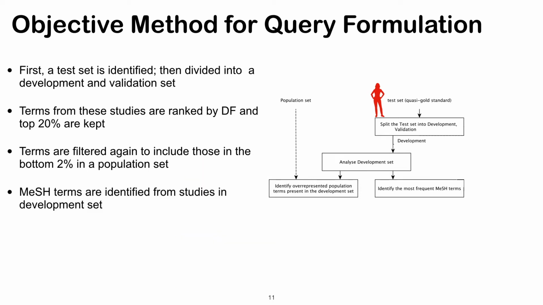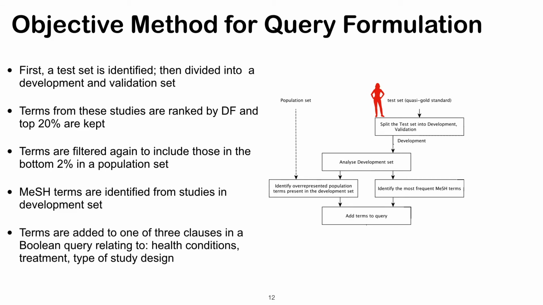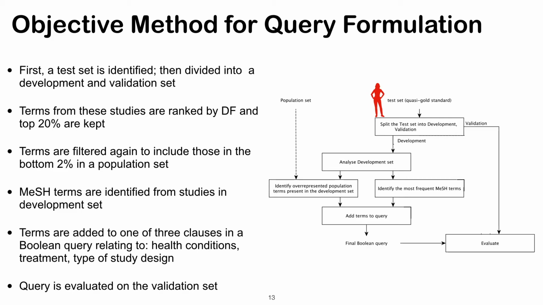Next, a set of MeSH terms are identified from studies in the development set. MeSH is an ontology of medical terminology used to classify studies in PubMed. MeSH terms can be added to PubMed queries to filter studies to those which include the MeSH term. Then terms are added to one of 3 clauses in a Boolean query which relate to health conditions, the treatment, or type of study design. Finally, the constructed Boolean query is evaluated on the validation set to determine the effectiveness of the query.